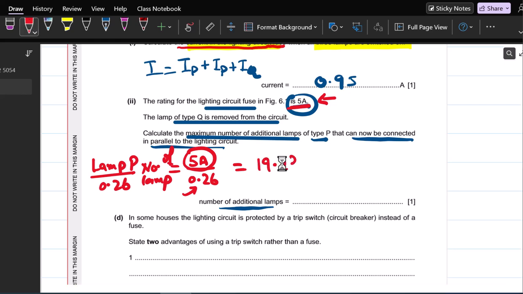19.23. So it should be less than this. It should be less than this because 5 ampere should be the maximum one. So I'm going to take it 17 because two lamps are already I'm having. So 19.23 minus 2, I will be getting 17.23. So we will be taking 17 rather than 18.